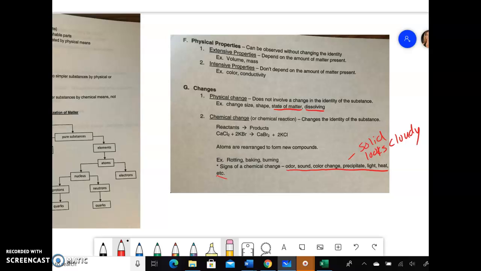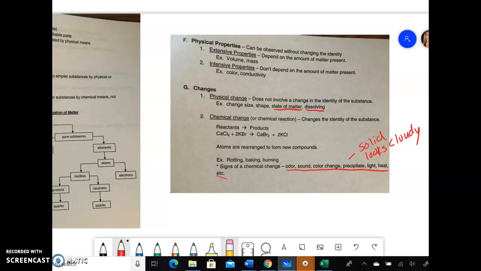When I say changing states of matter, I mean things like when you melt an ice cube. Sometimes people think that's a chemical change. But the ice cube is made up of solid H2O. The water is made up of liquid H2O, but it's still H2O. So when you change from a solid to a liquid to a gas, you're not changing the identity of the chemical. You're just changing whether it's a solid, liquid, or gas. So be careful with that one.